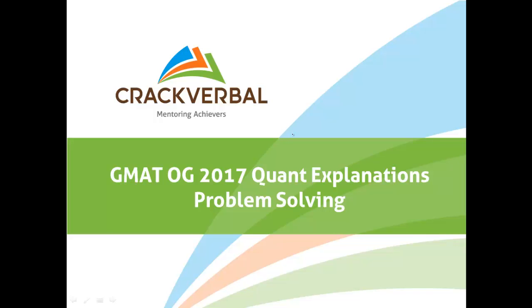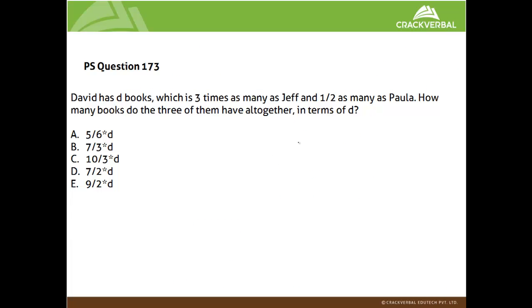Hi, in this video we will be discussing GMAT Official Guide 2017 edition Quant Problem Solving question number 173. Let's have a look at this question. The question says David has D books.